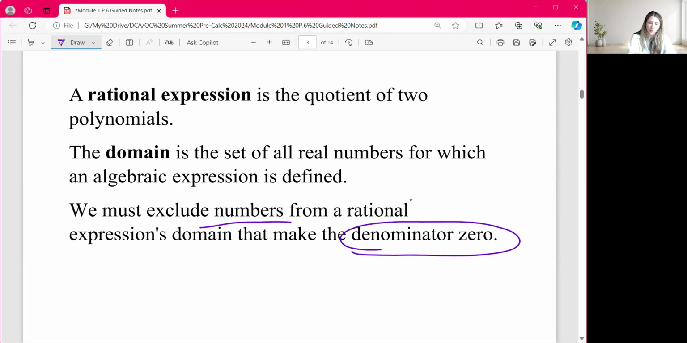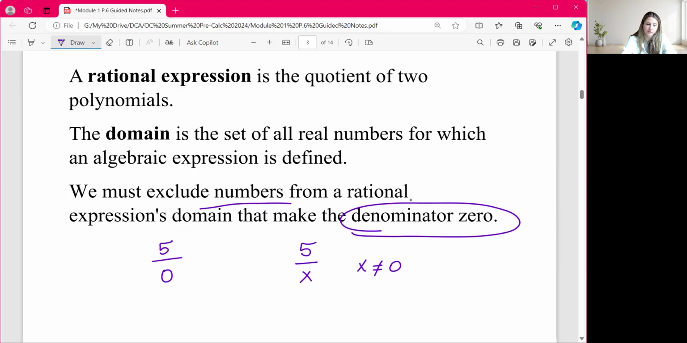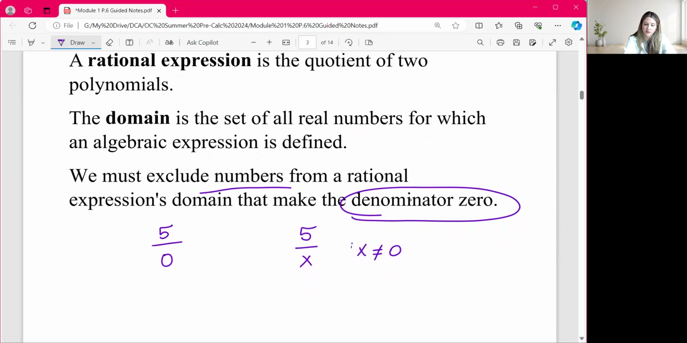We know we cannot do 5 divided by 0. Your calculator is going to give you an error. So for the same reason, if you saw 5 divided by x, x can be any number. X could be 1, 100, 300, but x cannot equal 0. And that's the domain that we're going to talk about. Two different forms we're going to write it in. This is what I just wrote, x cannot equal 0, or interval notation.